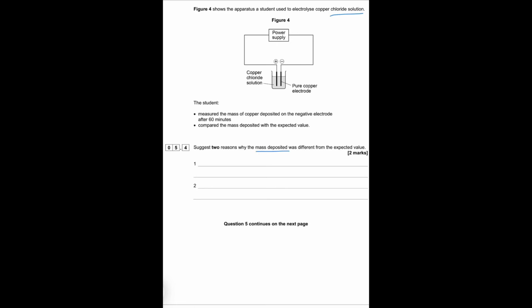So the first reason could be, for those of you that have done this experiment in school, we know that when we do electrolysis of copper chloride solution, all the copper doesn't stick to the electrode, some of it falls off, and we get a little deposit at the bottom of the container. So that could be one reason. The second reason could be when the student has dried the electrode and reweighed it, it might not be completely dry, so we're weighing some of the water as well as the deposited copper.